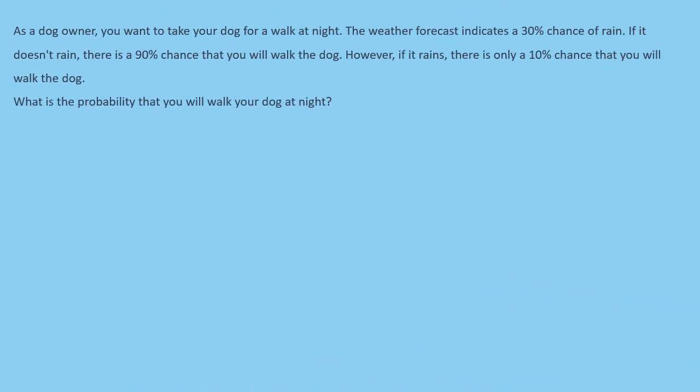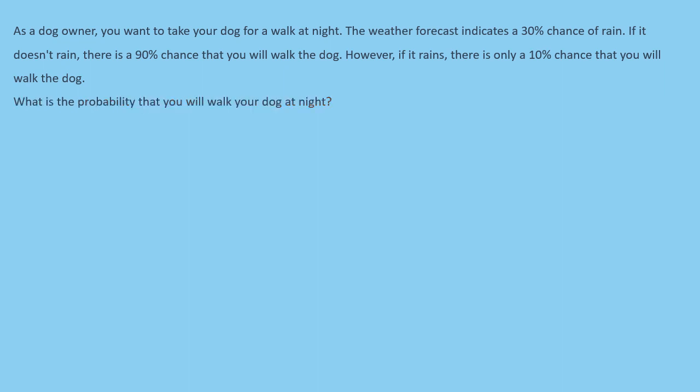Let us solve a simple problem to see how the tree diagram can help us solve a complex probability problem. As a dog owner, you want to take your dog for a walk at night. The weather forecast indicates a 30% chance of rain. If it doesn't rain, there is a 90% chance that you will walk the dog. However, if it rains, there is only a 10% chance that you will walk the dog. What is the probability that you will walk your dog at night?